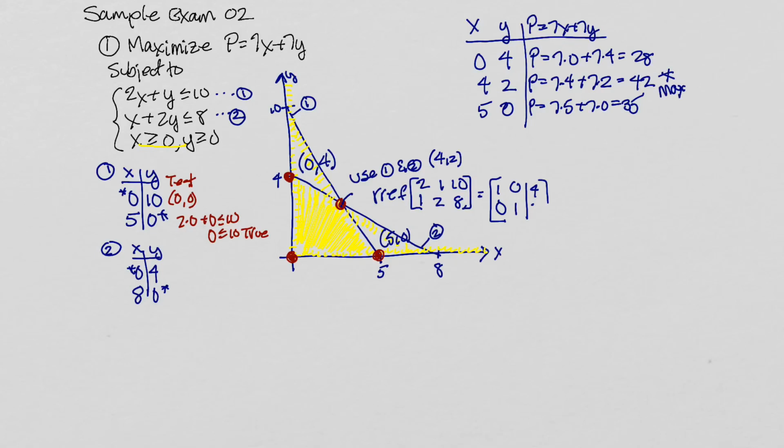So let's write our conclusion. Now I'm going to do it down here near the bottom. So I'm going to say P is maximum at 42 when x is equal to, all right, now follow it back up here. 42, x is 4, and y is 2. When x is 4 and y is 2.